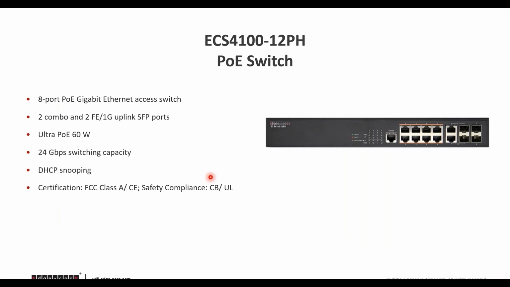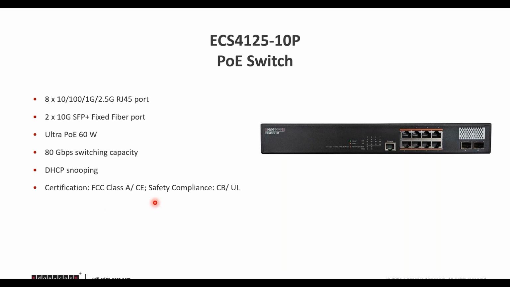Okay, for Edgecore, even though this is open Wi-Fi, actually we are the first one to contribute the PoE switch as well, with the open source OpenWiFi supported by the TIP. This one is the 8 gigabit-port Ethernet PoE switch, with 2 combo and 2 fast Ethernet or 1 gig uplink SFP ports. The PoE budget is 60 watts. The switching capacity is 24 gigabits per second. It supports DHCP snooping and a lot of enterprise switch features inside. It also has FCC and safety compliance.